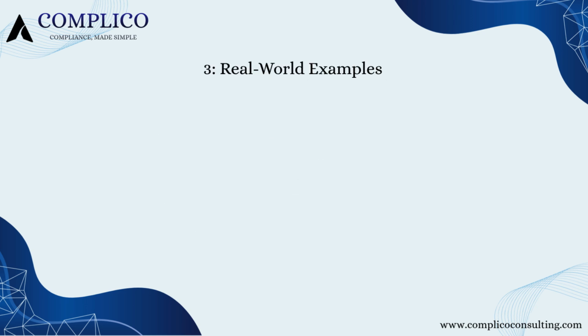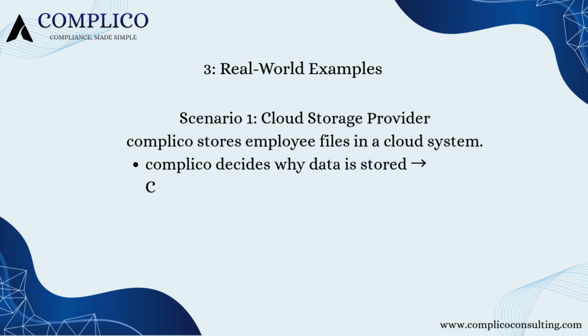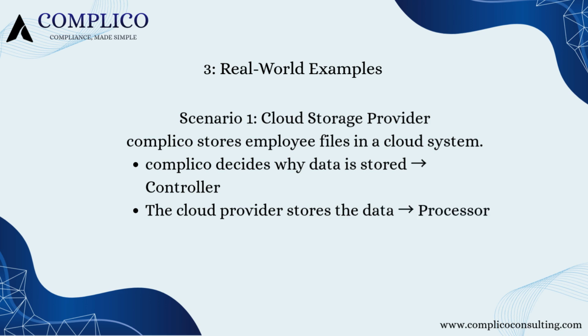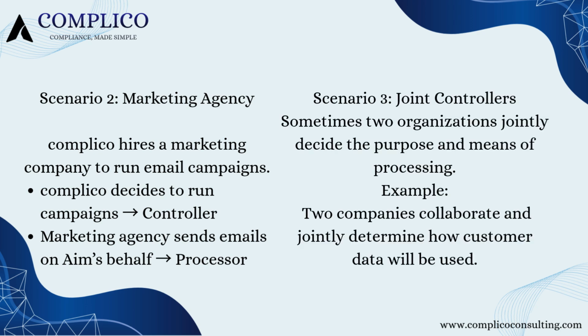Real-world examples. Scenario 1, cloud storage provider: Complico stores employee files in a cloud system. Complico decides why data is stored, so it is the controller. The cloud provider stores the data, so it is the processor. Scenario 2, marketing agency: Complico hires a marketing company to run email campaigns. Complico decides to run campaigns, so it is the controller. The marketing agency sends emails on Complico's behalf, so it is the processor.